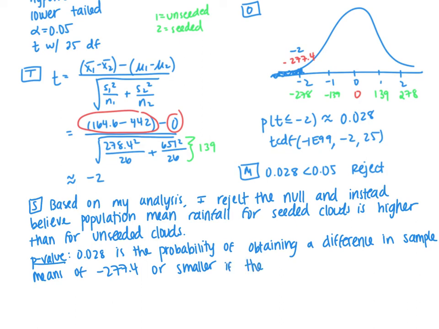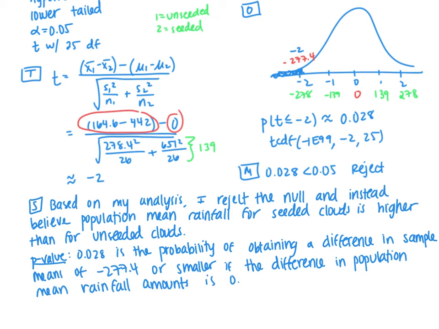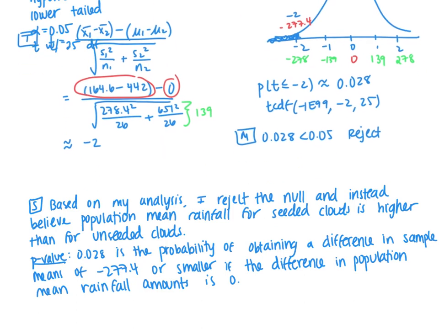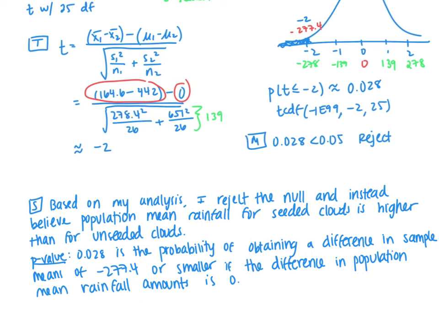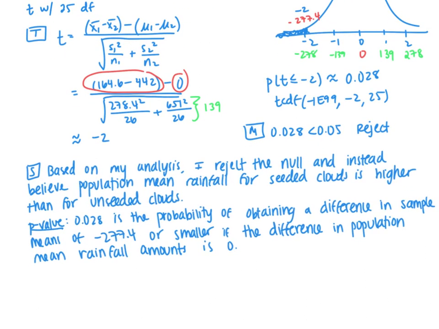if the difference in population mean rainfall amounts is 0. And that's what we assumed. We assumed that there was no difference in the rainfall amounts, and then we looked for evidence to the alternative, or to prove otherwise. We are not finished.